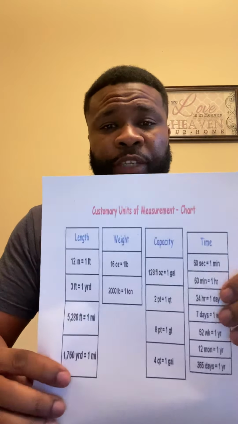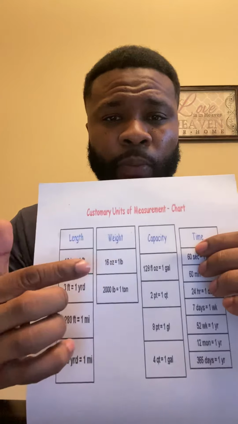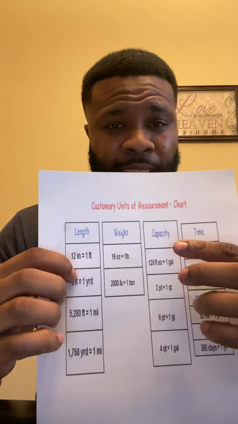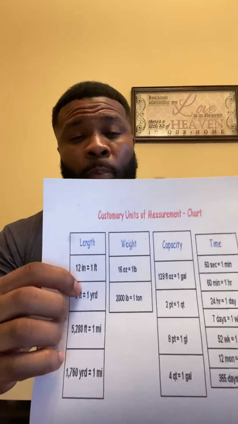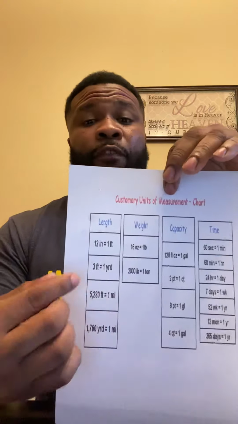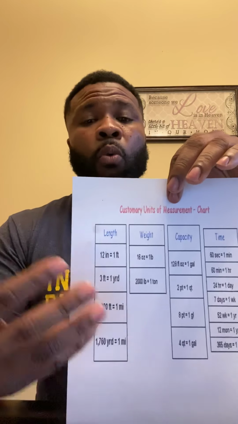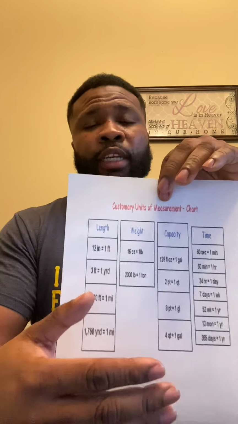On your sheet, you'll see the length, the weight, the capacity, and the time. As long as you realize that these are all parts of the customary units of measurement, and these are the conversions, meaning how you turn one unit of measure to another unit of measure, then these things will help you with the math that you have to do on your upcoming problems.